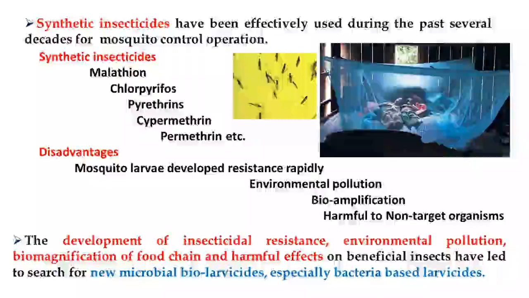Other than this resistance, there are some other problems, for example environmental pollution and bioamplification, and harm to non-target organisms. The development of insecticidal resistance, environmental pollution, bioamplification in the food chain, and harmful effects on beneficial insects have led to the search for new microbial biolarvicides, especially bacteria-based biolarvicides.